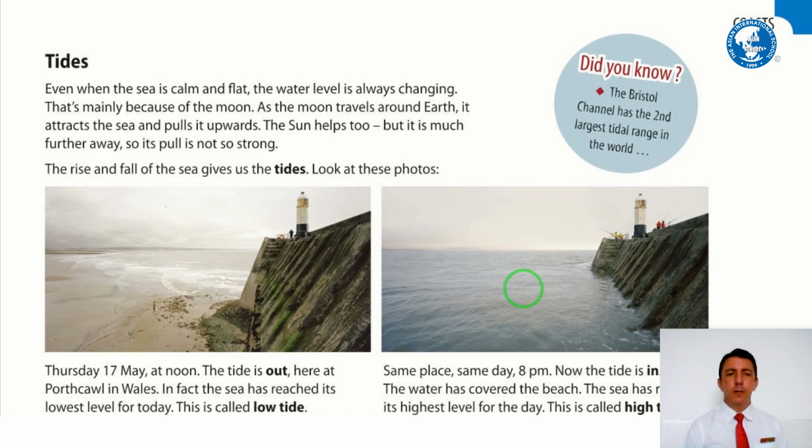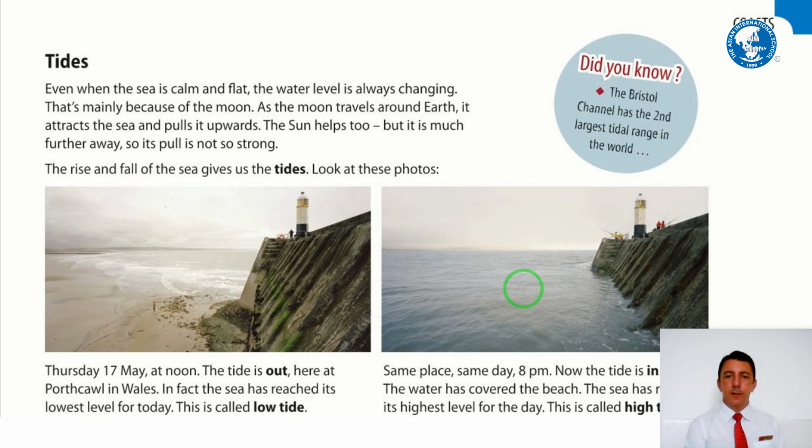So look at these two pictures. They're both taken at the same place on the same day. The first one was taken at noon, midday, and here we say the tide is out. So we have a low tide. The second picture is taken 8 hours later, and the tide is in. The water has now covered the beach, we can no longer see the sand, and the sea has reached its highest level for the day. This is called high tide.